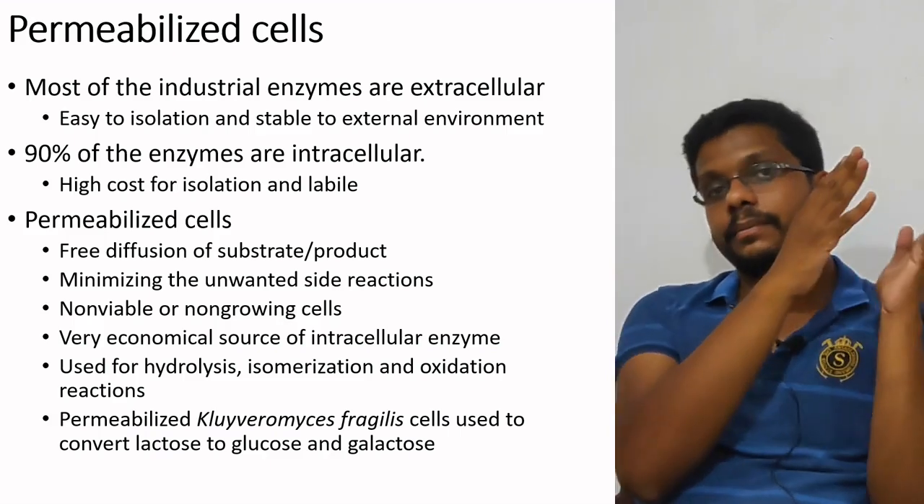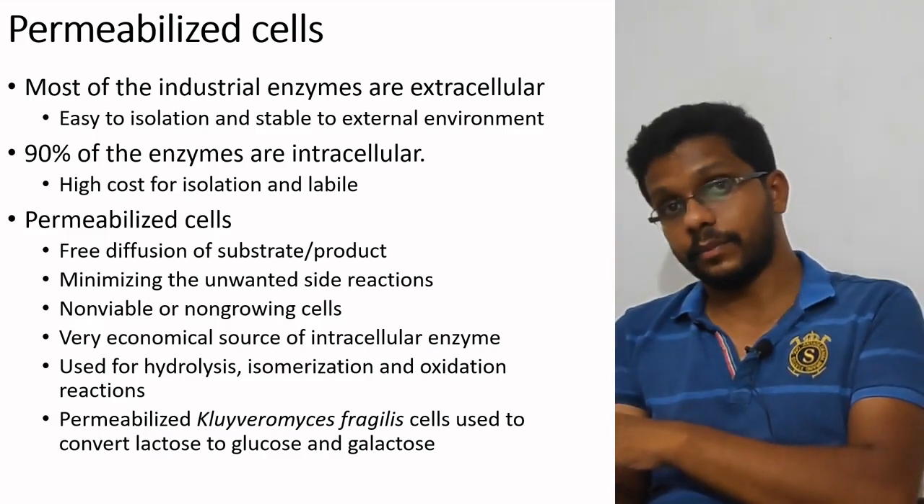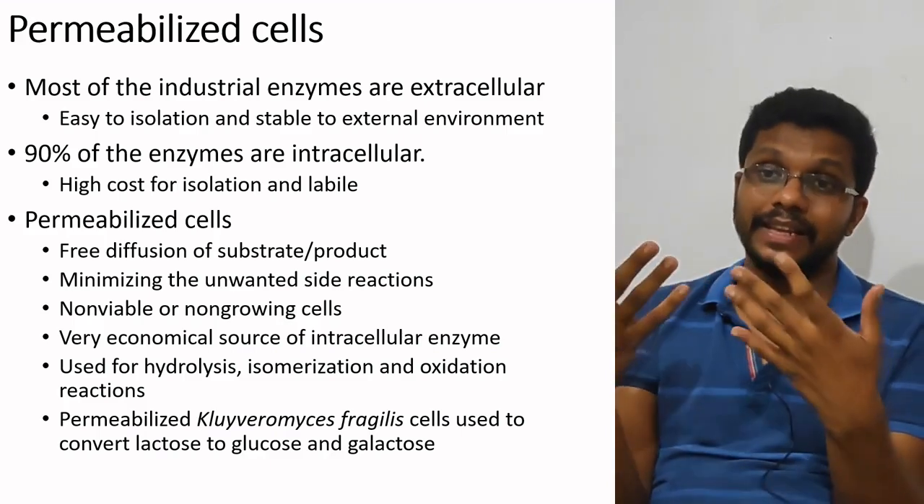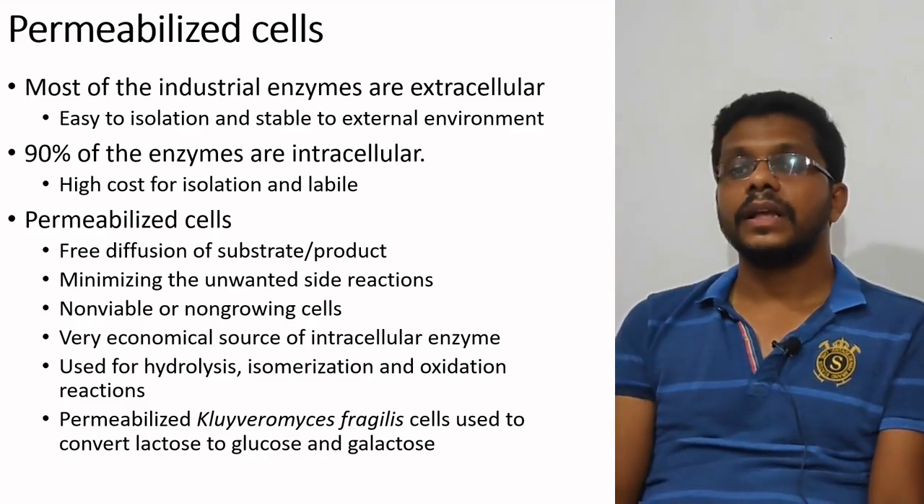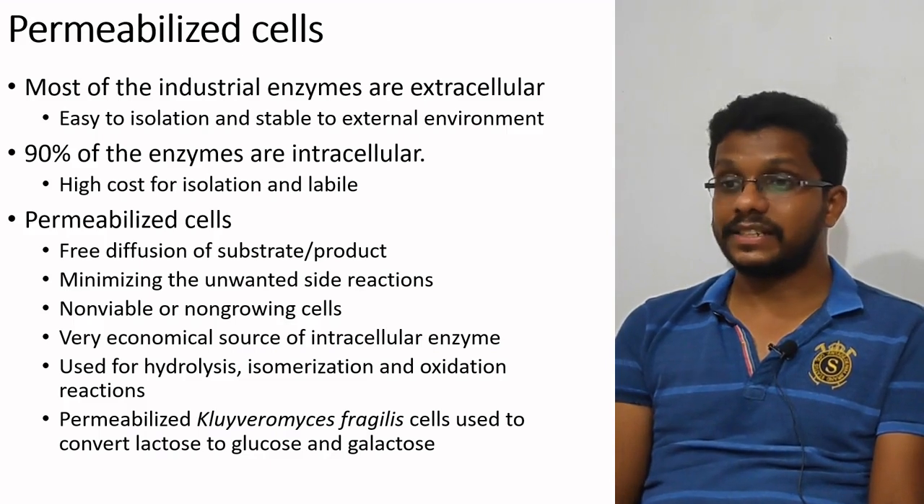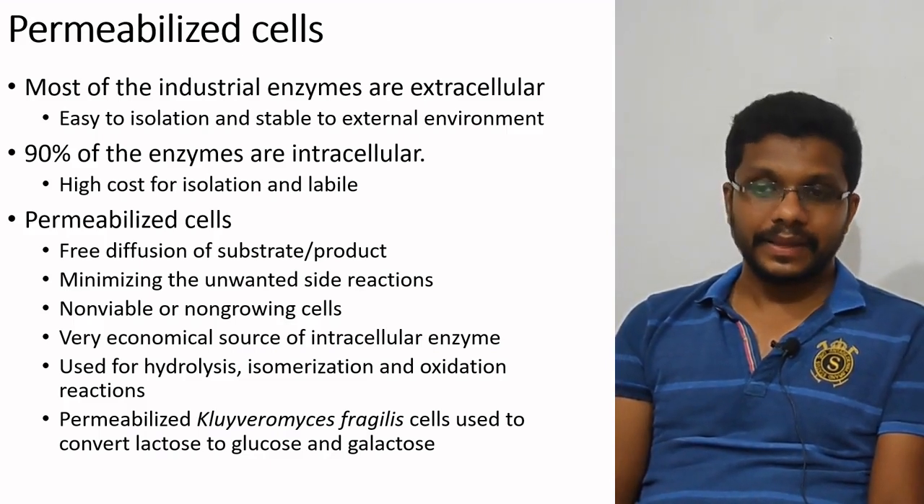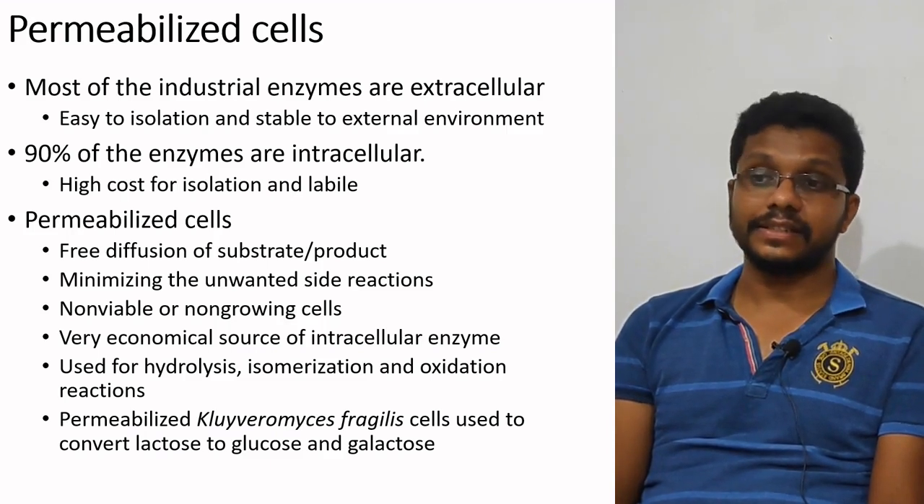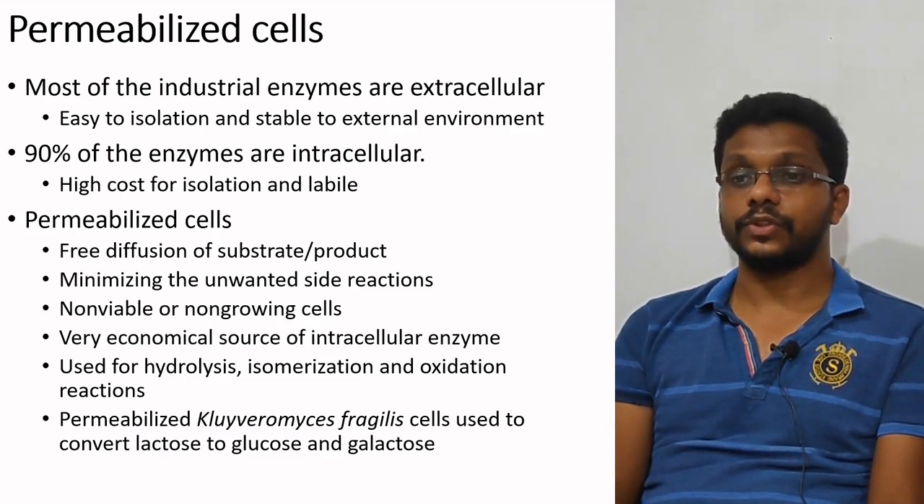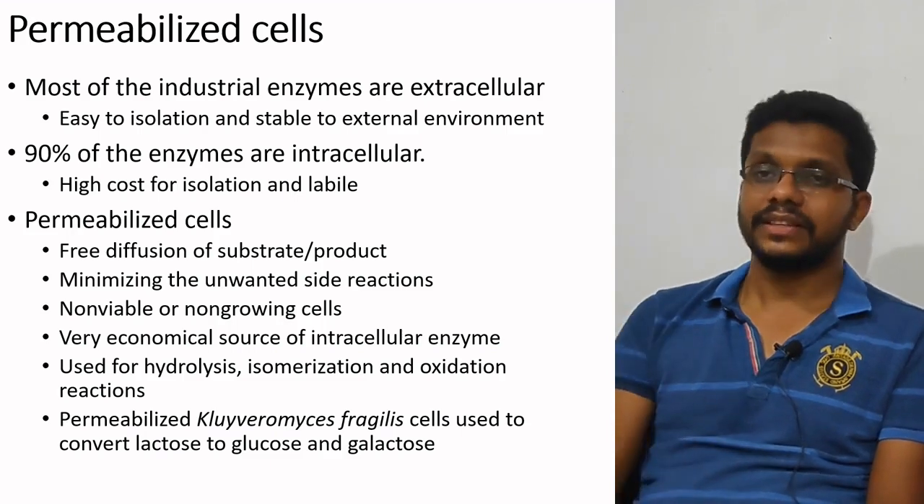When we are comparing the fermentation process and enzyme immobilization, permeabilized cells are more economical and used for hydrolysis, isomerization, and oxidation reactions. Permeabilized Kluyveromyces fragilis is used for the conversion of lactose to glucose and galactose. So it's actually working.